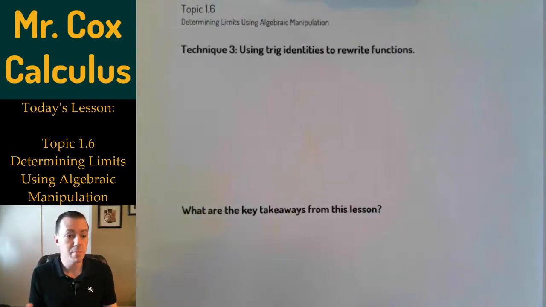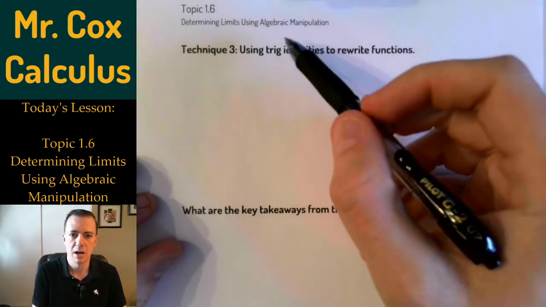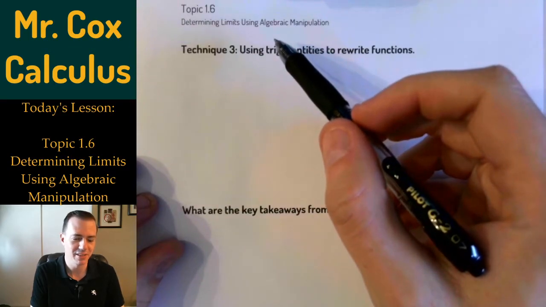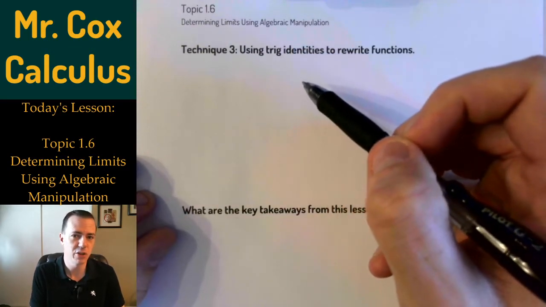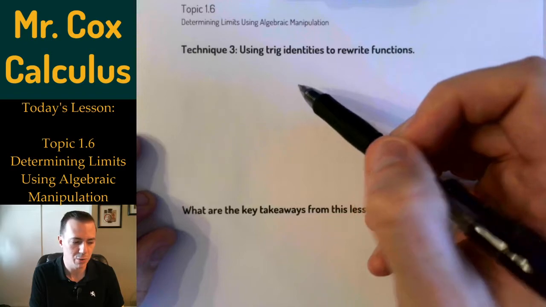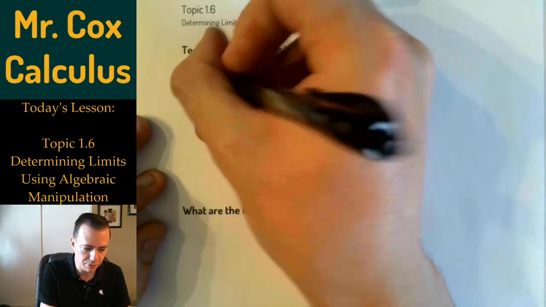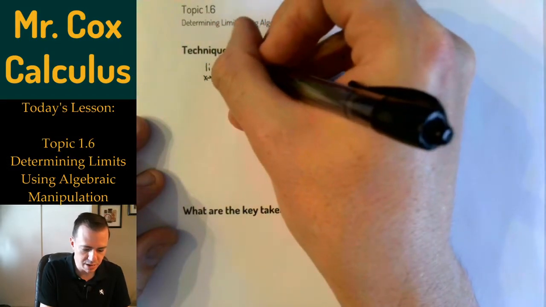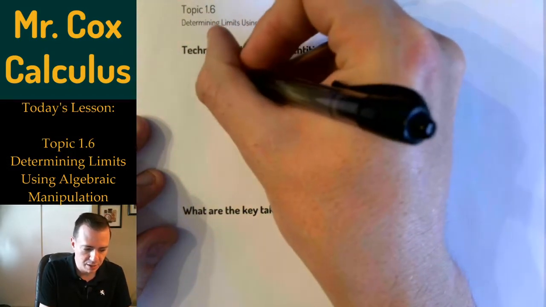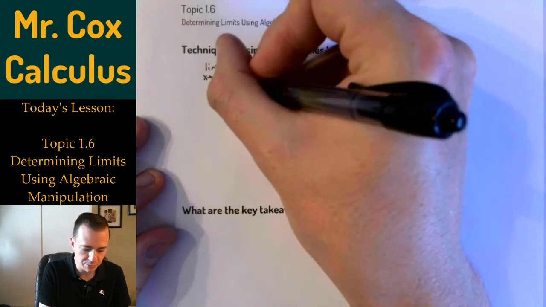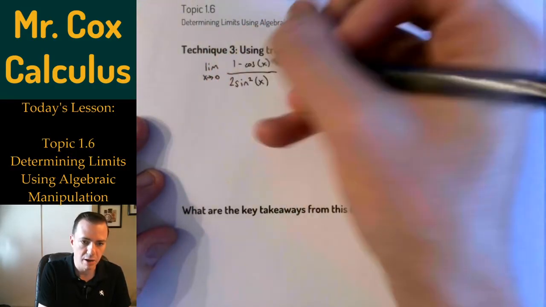Our third and major technique here, and final major technique that we'll use in this topic, is using some of those known trig identities to rewrite functions. Let's take a look at the limit as x approaches 0 of (1 minus the cosine of x) divided by 2 times sine squared of x.